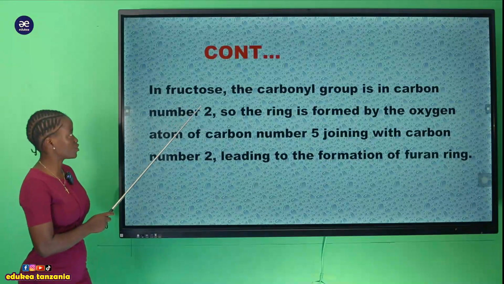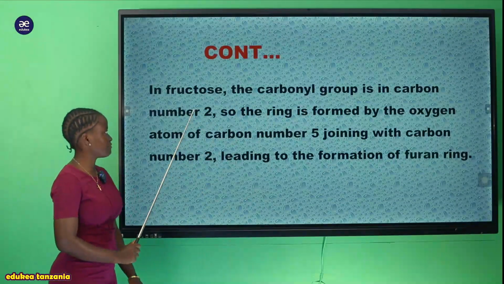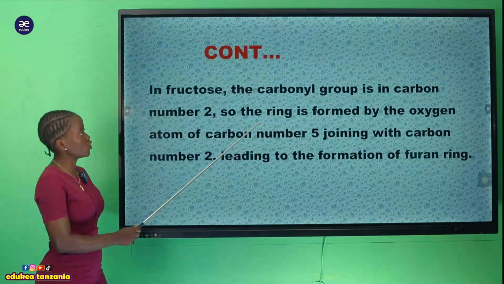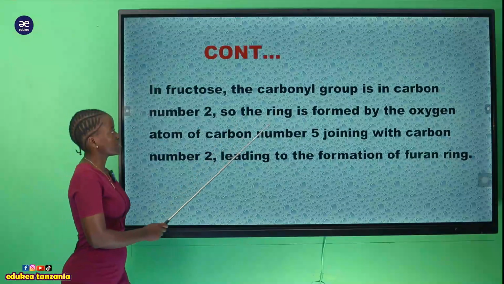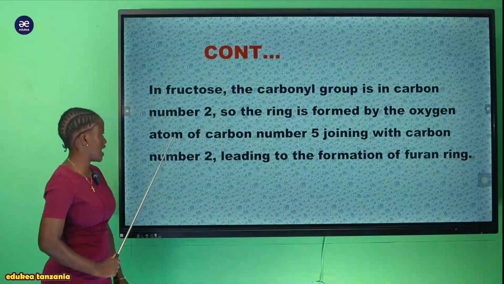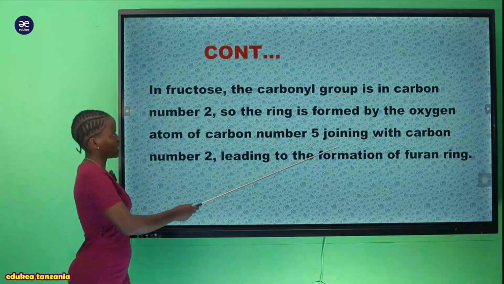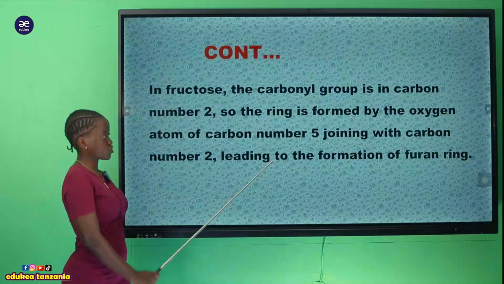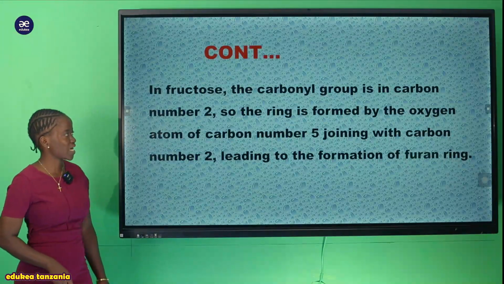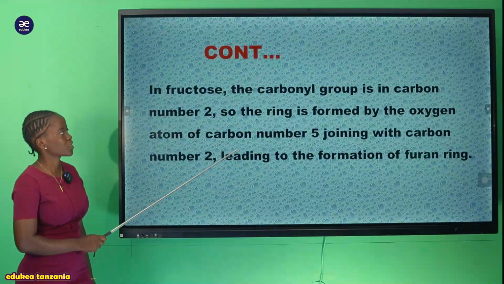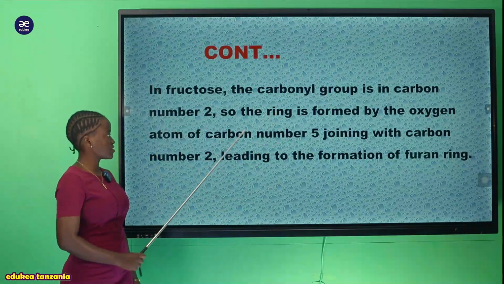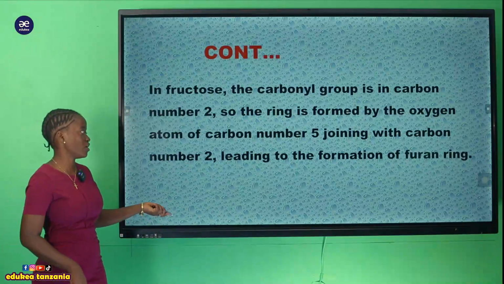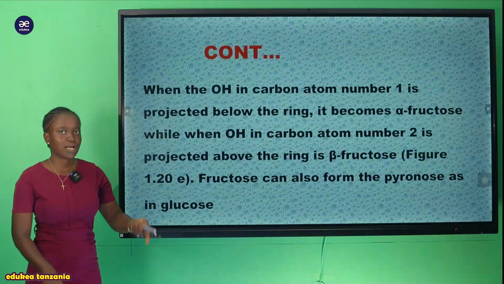So tukija kuangalia fructose, the carbonyl group in carbon number 2, so the ring, in the fructose, the carbonyl group which is found in the carbon number 2, so the ring is formed by the oxygen atom of a carbon number 5 joining with carbon number 2, leading to the formation of furan ring. So hii utofauti wake tu unakuja pale ambapo kwenye carbon number 2 ring ambapo sasa ile oxygen atom tend to orient in the carbon number 5. All of this structure we're going to see in the diagram.